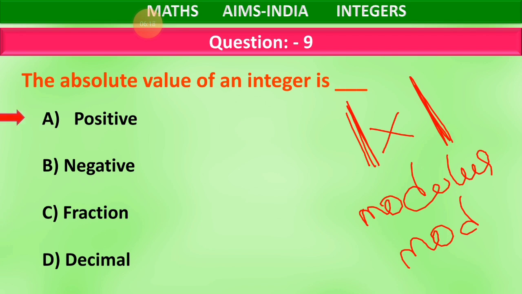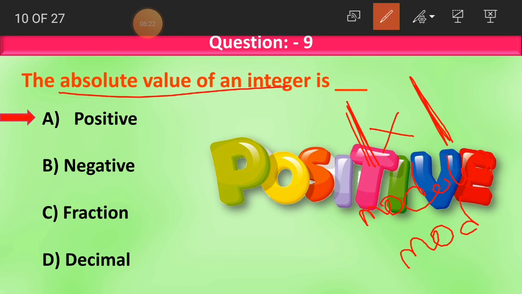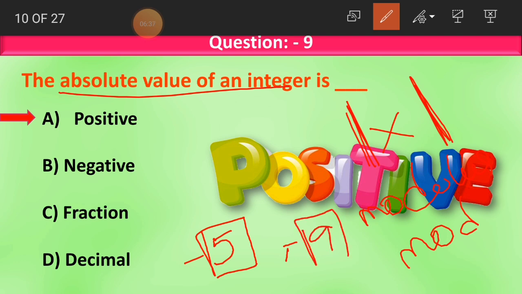Yes, very good. Option A, positive. What does the absolute value mean? Absolute value means the value of an integer without the sign, regardless of the sign. When I say minus 5, its absolute value becomes 5. When I say minus 9, its absolute value becomes 9, okay. Regardless of the sign, the value of the integer becomes the absolute value.